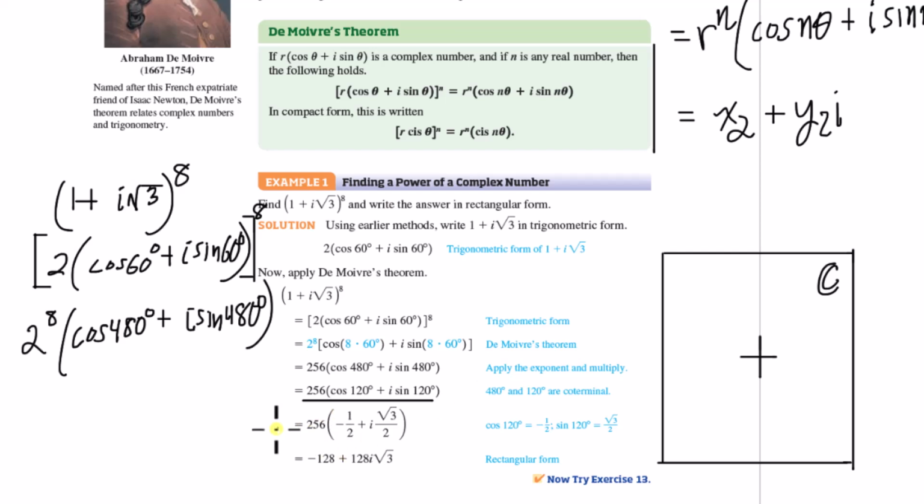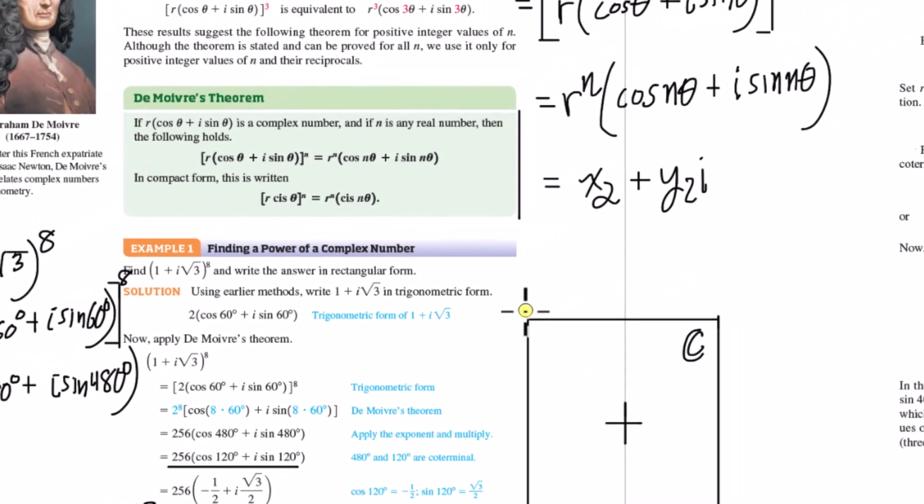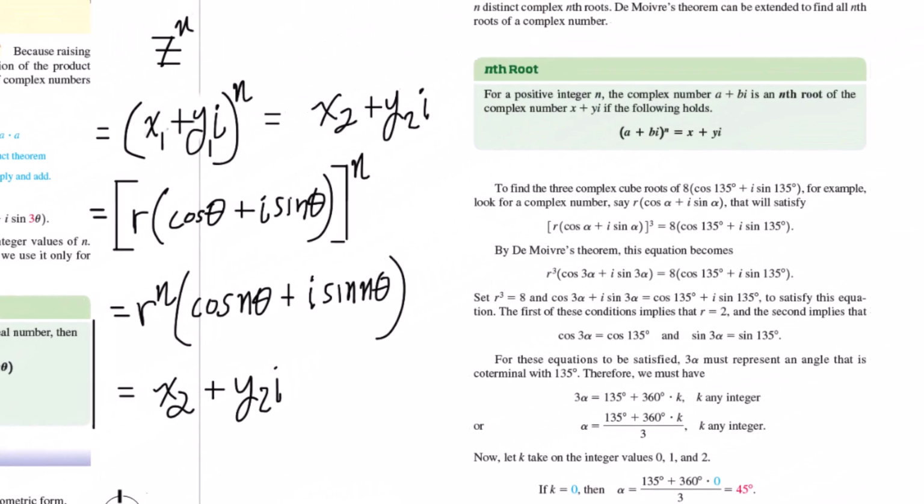Okay, and then from there they convert this to rectangular form, which is cool, because then you can put this final answer here. It goes from a rectangular complex number to the 8th to a new rectangular complex number. Okay, so that's powers of complex numbers. What about roots?